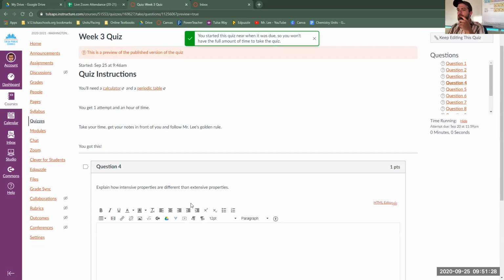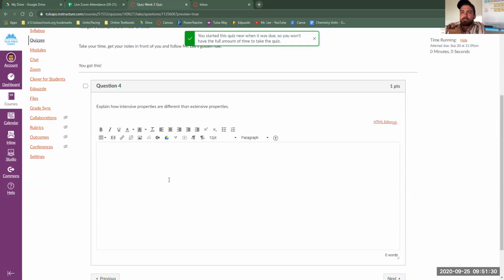Explain how intensive properties are different than extensive properties, right? We know extensive properties depend on the amount of matter in a substance. Intensive properties do not. So intensive properties, more like color of something, right? Something's color is not going to change. If this cup weighed 10 grams more, it would still be a black cup, right? So that would be an intensive property, the color, whereas the mass of it would be extensive, because that will change. If I add more matter, my mass will change, okay?